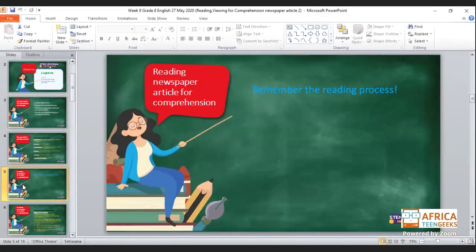Like I said here, remember the reading process we went through in one of our previous lessons. Today we will not be going through it, but we will just simply be using it when we will be reading our newspaper article.